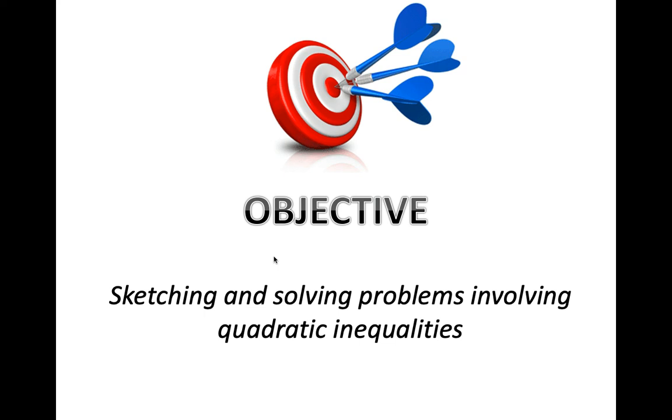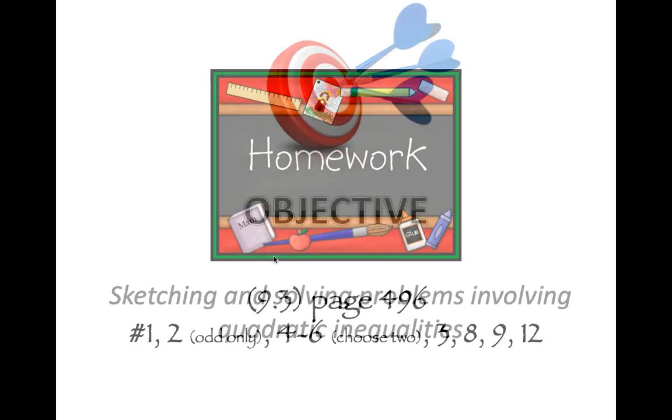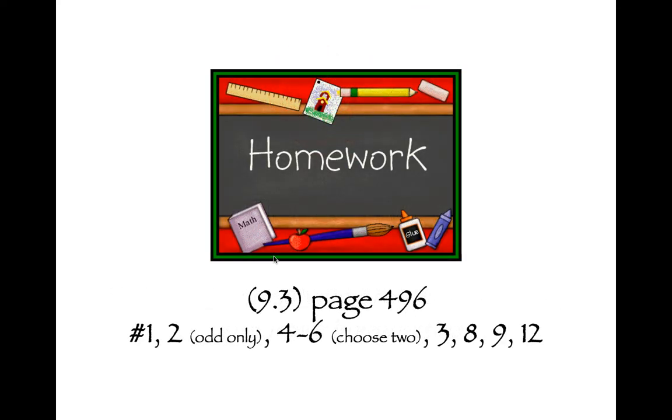You've done a little bit of practicing of sketching and solving problems. You'll get some more practice when you try the following questions. Please notice I'm trying to make the instructions a little bit specific. Numbers 1 and 2, I only want you to do the odds only. 4, 5, and 6, please choose 2 from inside to try. Do all of 3, 8, 9, and 12. And if you do those, I think it should give you a really good basis on understanding the kinds of things that you need to be able to do with this particular information that you have.